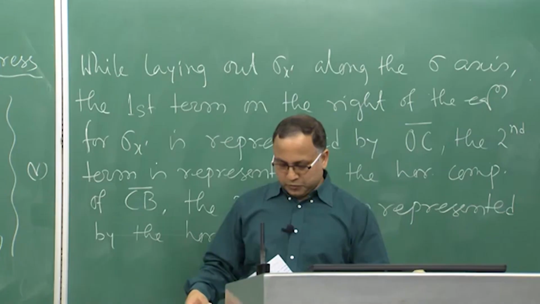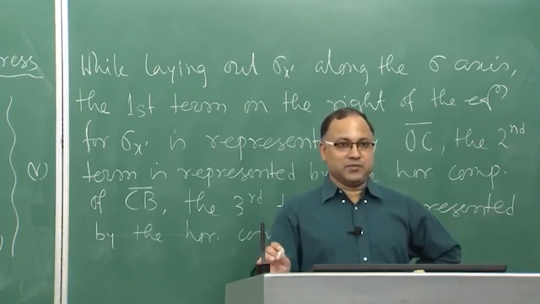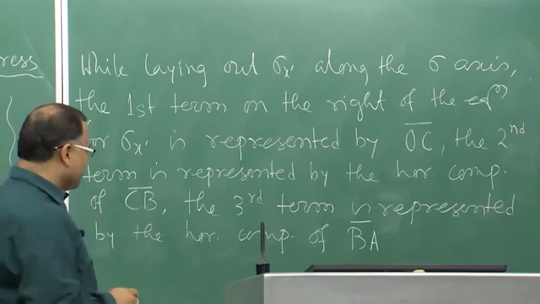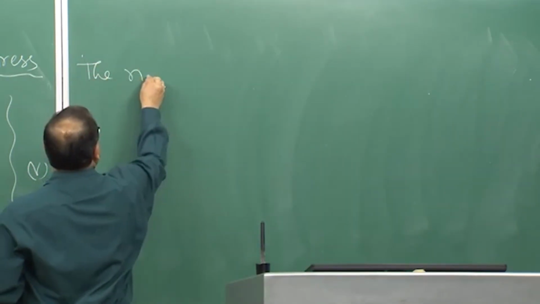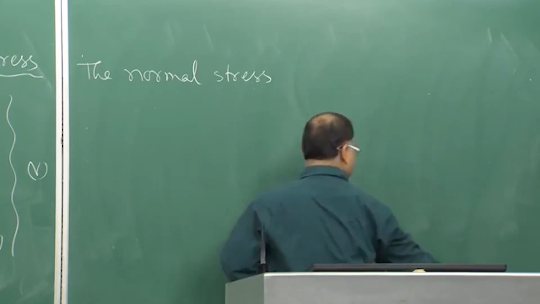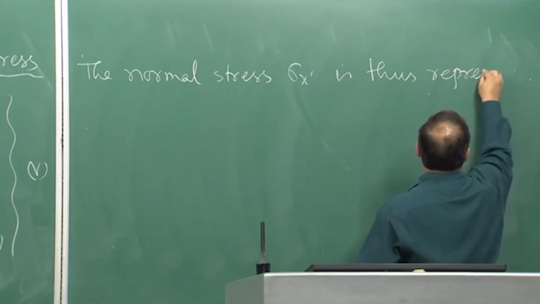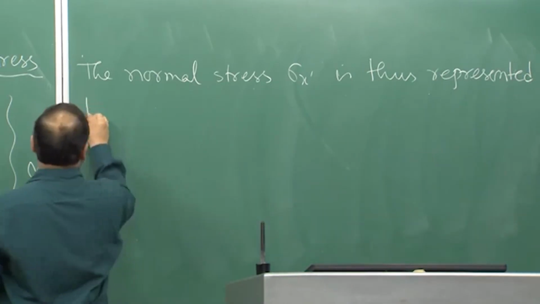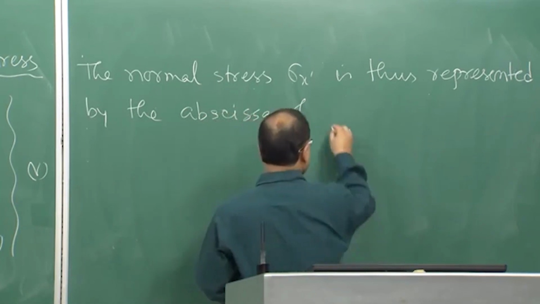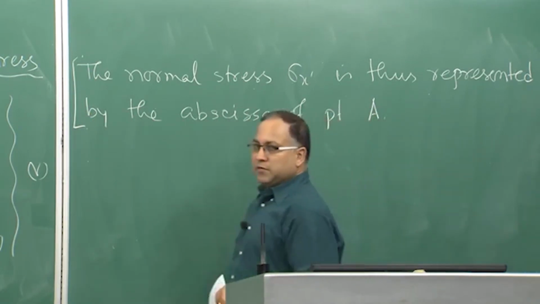Agreed? Now, if you have got this, the abscissa of point A is nothing but the sigma x prime. Agreed? The abscissa of point A is nothing but the sigma x prime. So, what we can write from this is that the normal stress sigma x prime is thus represented by the abscissa of point A. Very, very important.